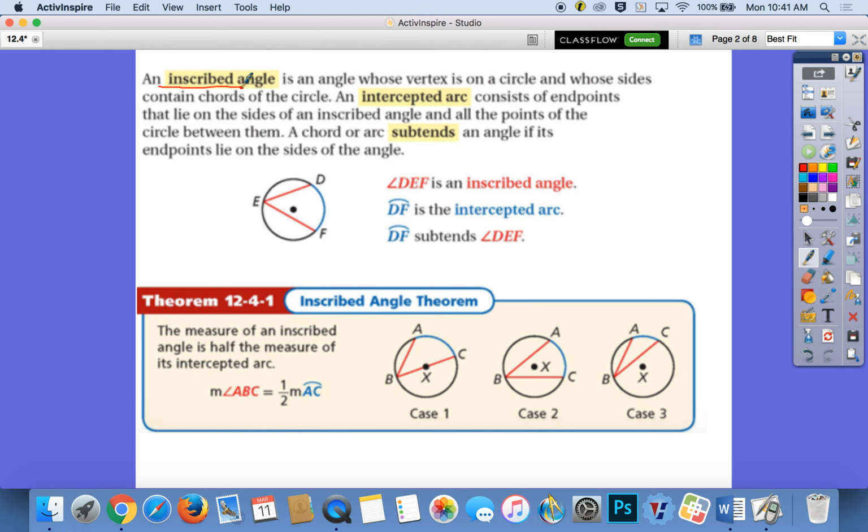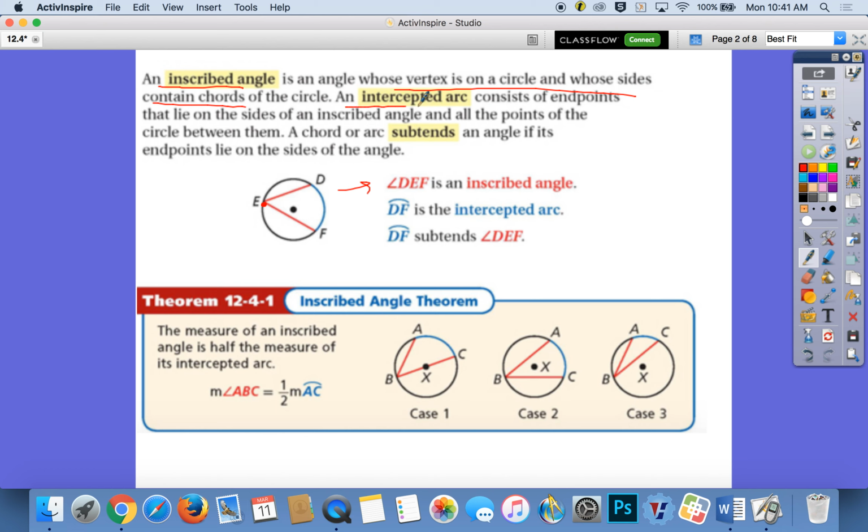An inscribed angle is an angle whose vertex is on the circle, and the sides contain chords. So the sides are going to be chords, and your vertex is on the circle, as opposed to the center. This is where you're going to have to keep your head straight. So angle DEF is an inscribed angle. That's what you would call it.